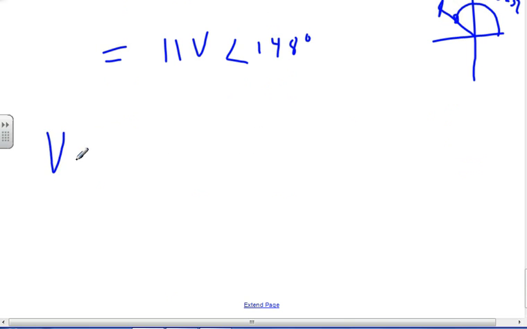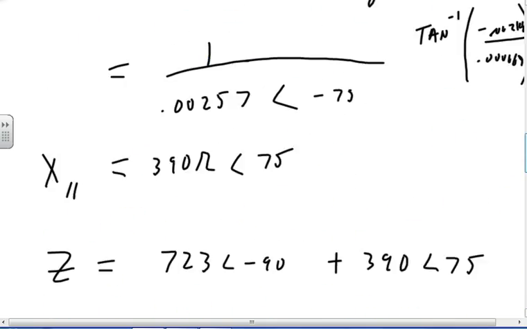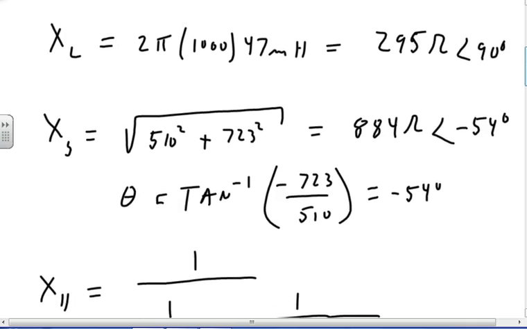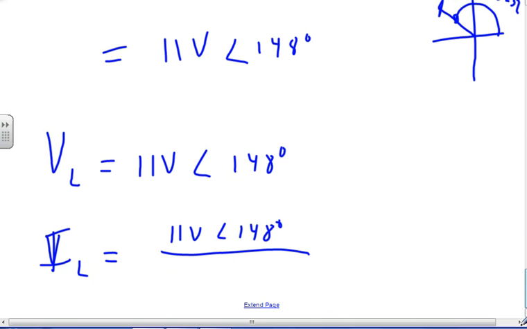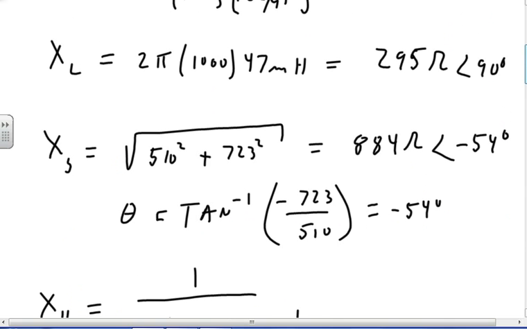So we want the voltage across the inductor. 11 volts, angle 148. We just calculated, right? The current through the inductor: 11 volts, 148, divided by, what is the reactance of the inductor? That was way up here. There it is. 290 angle 90. Is that right? 295 angle 90.